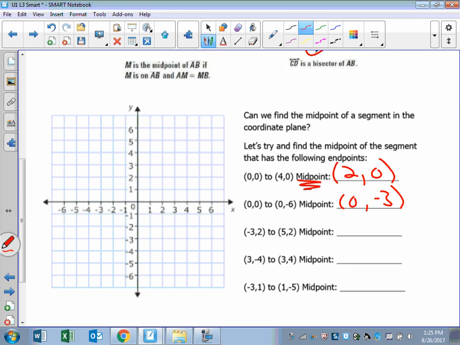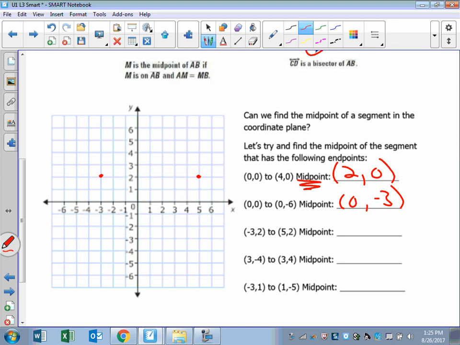Negative 3, 2 to 5, 2, midpoint. Okay, you might not be able to look at this one and get where the midpoint would be, so let's plot this one. So we got negative 3, 2, and 5, 2. Now, conceptually, we want to think of the midpoint as a point in the middle. That means it's equidistant, a word you'll hear a lot in geometry, which means the same distance from both endpoints.